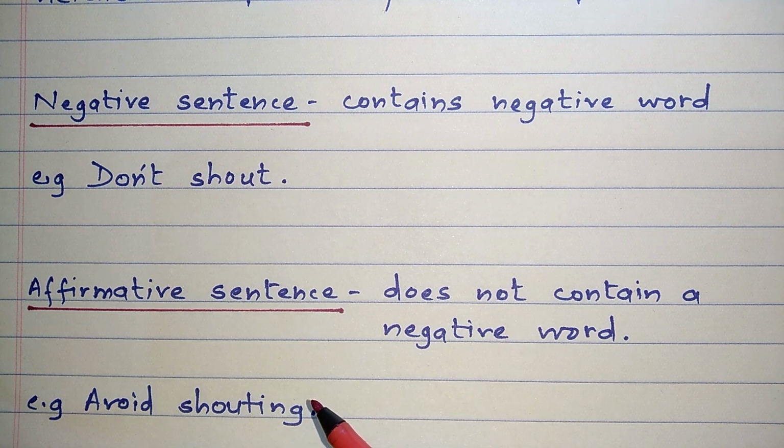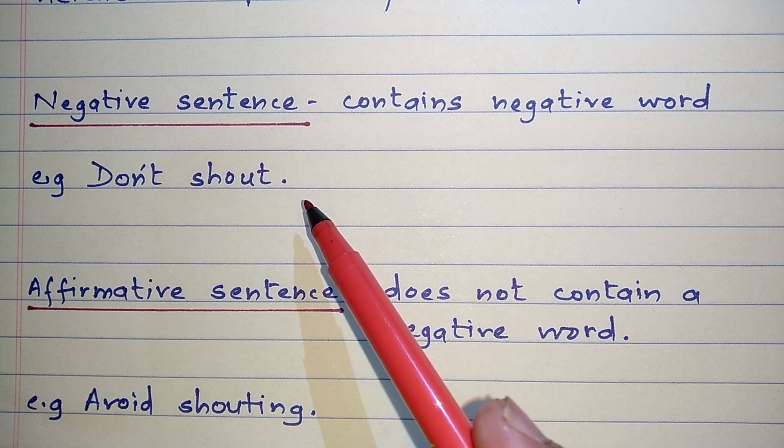The meaning is the same. But here, in this sentence, there is no negative word. Therefore, this sentence is said to be an affirmative sentence. Avoid shouting. ये एक affirmative sentence बन गया क्योंकि यहाँ पर कोई negative word नहीं है. लेकिन इसका meaning तो same हो गया जैसे don't shout.